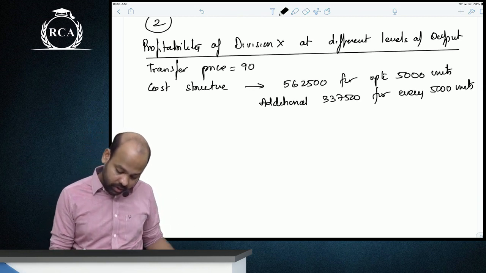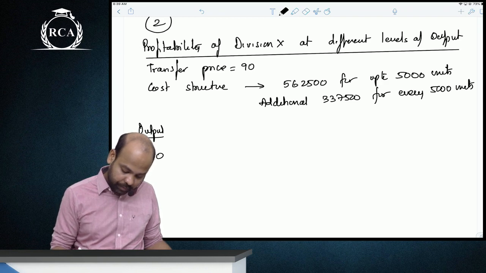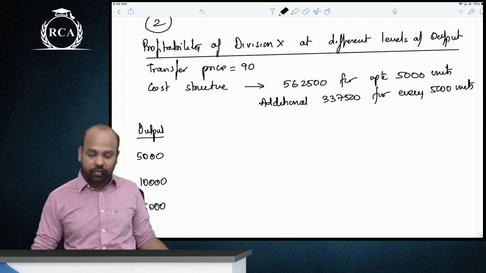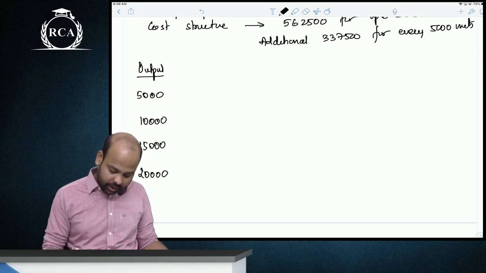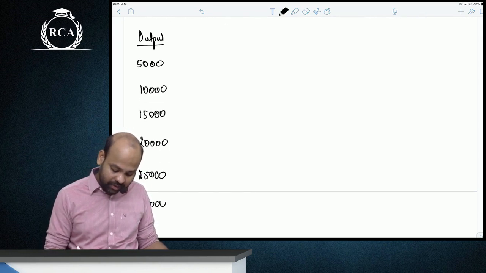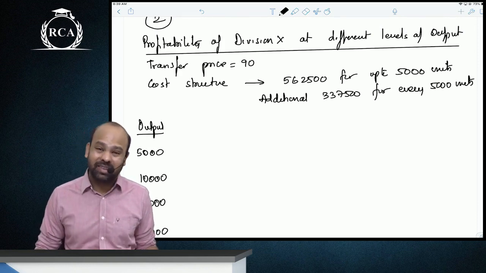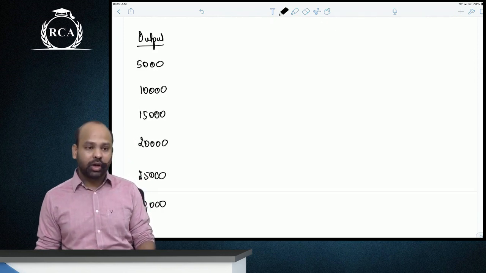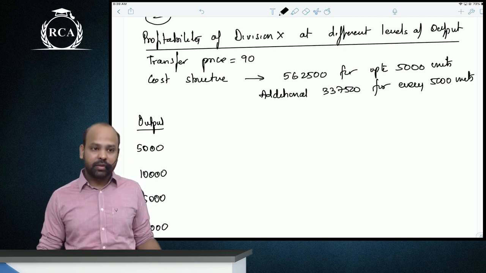Let us see here. The output can be 5,000, 10,000, 15,000, 20,000, 25,000 and 30,000. All of you can do this, it's a simple question. You can do it with me. We're just computing profitability of these divisions at different levels. So these are your output levels.